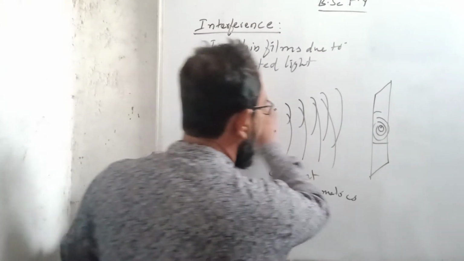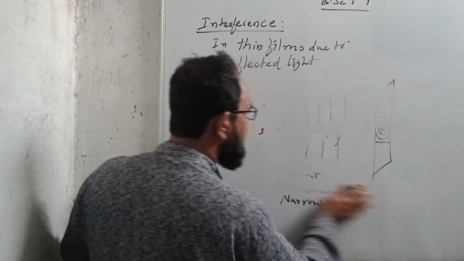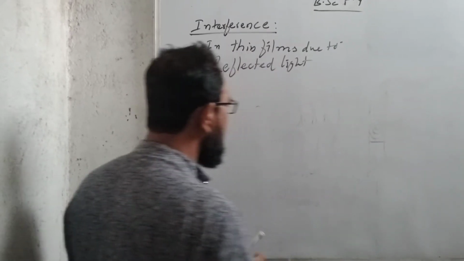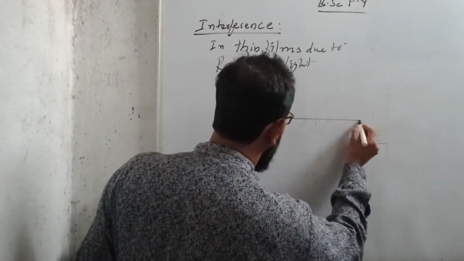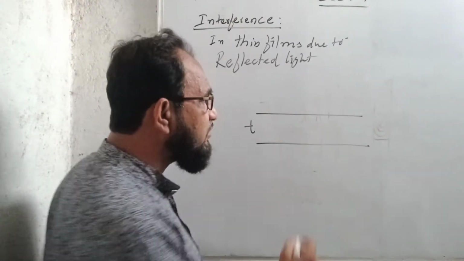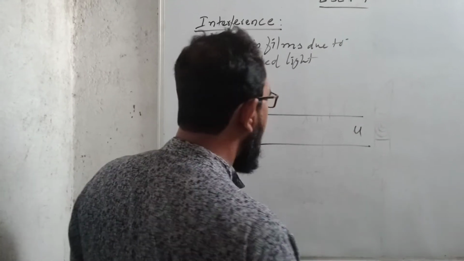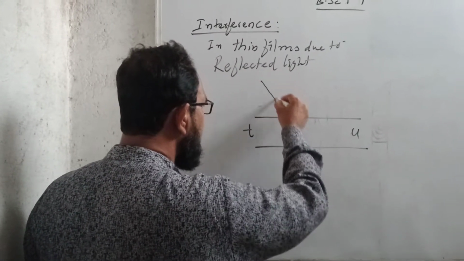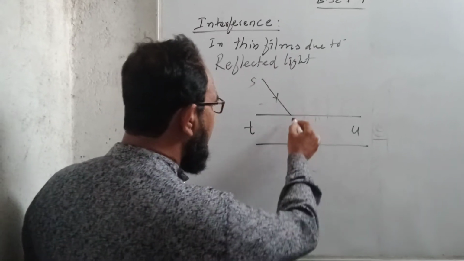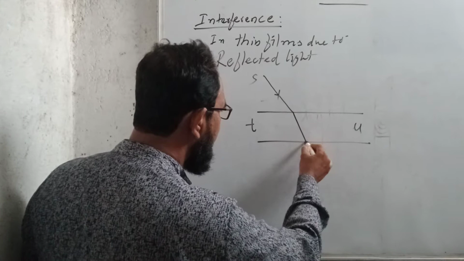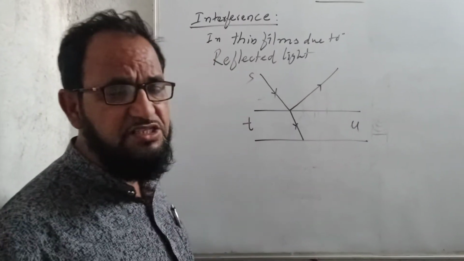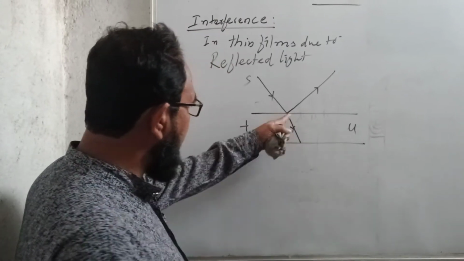So we will consider a thin film of thickness t. Light is allowed to be incident here. This is the thickness of the thin film, t. The refractive index of this thin film is mu, and the light ray from the source S is allowed to be incident on this thin film. Now this light ray will be refracted here, and there is partial reflection at this point of incidence.